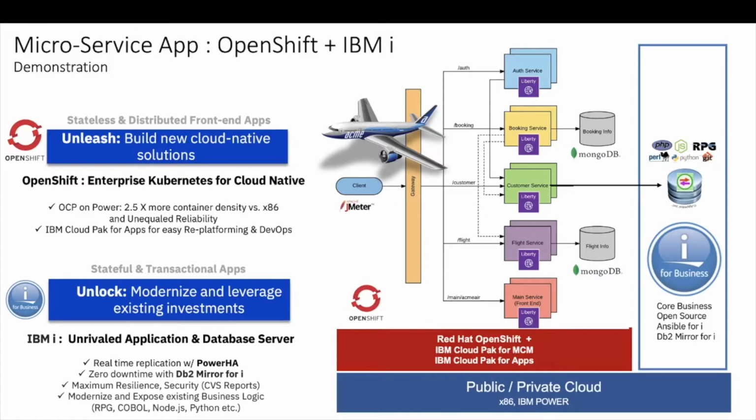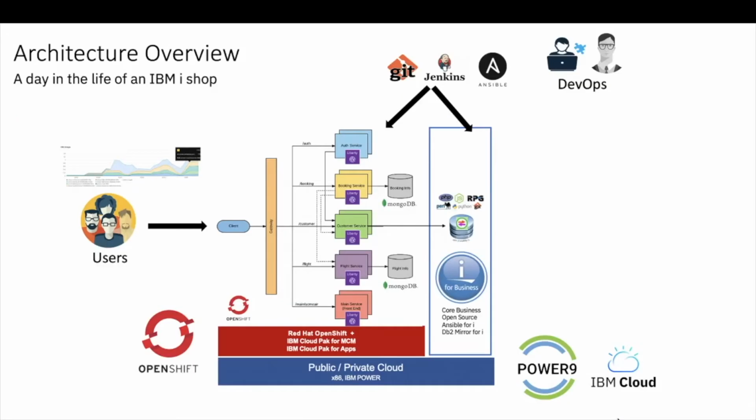So here is the architecture overview with stateless applications running on OpenShift with a backend running on IBM. And this is a set of tools we're going to use: Git, Jenkins, Ansible, for managing these hybrid environments, VM-based and microservice and containerized-based applications.